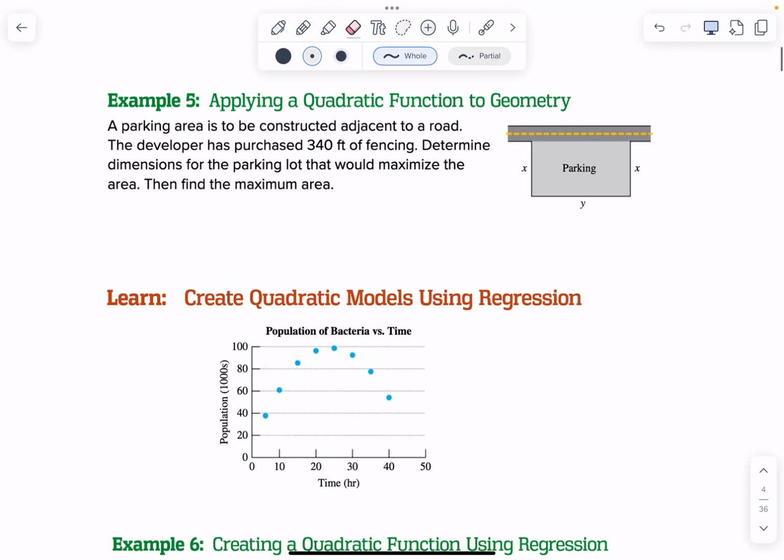Example 5. I like this. Calculus. We're going to do a lot of these, and they're so much fun, except we do it using derivatives. The parking area is to be constructed adjacent to the road, and the developer has purchased 340 feet of fencing. That has to deal with the what? Not the area. The perimeter. But we only need 3 sides, okay? Determine the dimensions for the parking lot that would maximize the area.